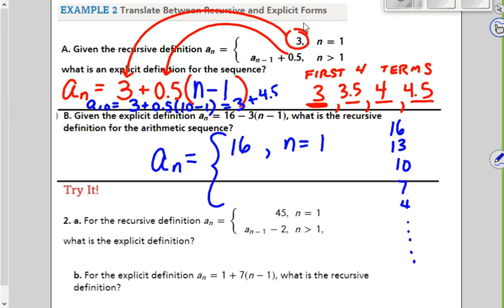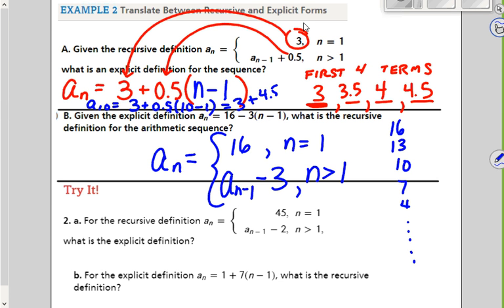So how do I say that recursively? Well, you take a sub n minus 1, which is the previous term, to get to any term. You take the previous term, and you keep subtracting 3, as long as you're on a term number bigger than 1. That's your recursive formula.